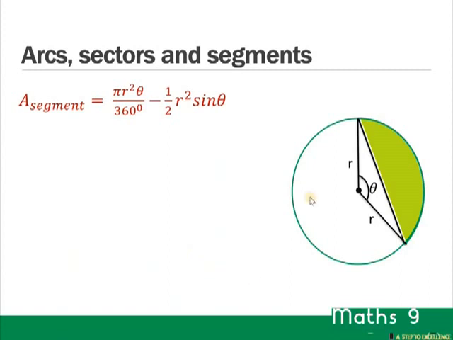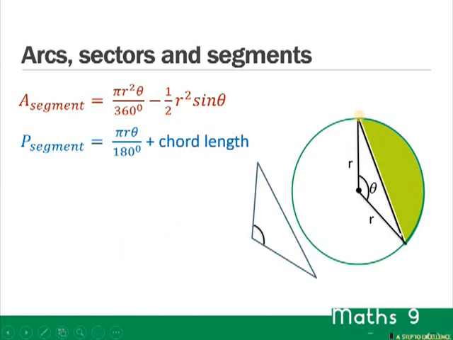The area of this segment is equal to the area of the sector, which is pi r squared theta over 360, minus the area of this triangle, which is a half r squared sine theta. The perimeter of the segment is equal to the arc length plus the chord length. Let's find the chord length.